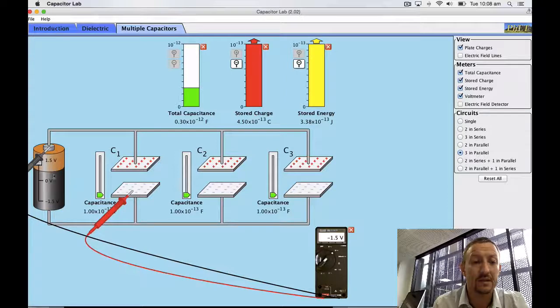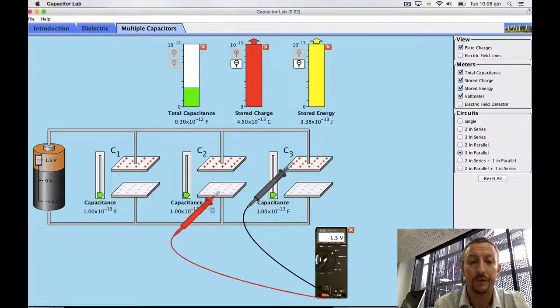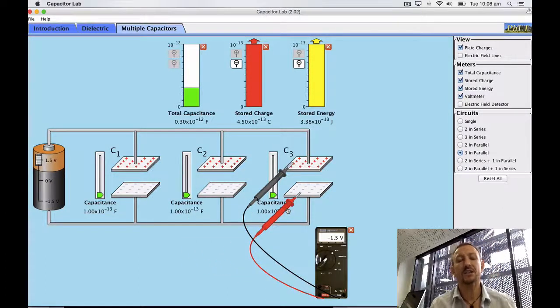So let's look at C1. This is reading 1.5. Note, all the capacitors are the same. This one is reading 1.5. And this one is reading 1.5, which means all the energy as it goes through each of the branches is exactly the same. Well, this is no different to what we've learned when we looked at resistors in previous topics.